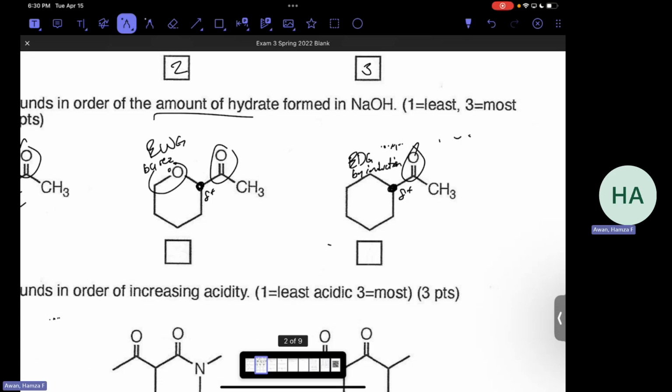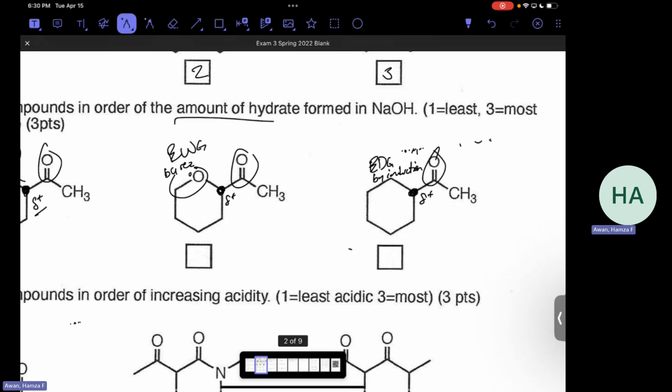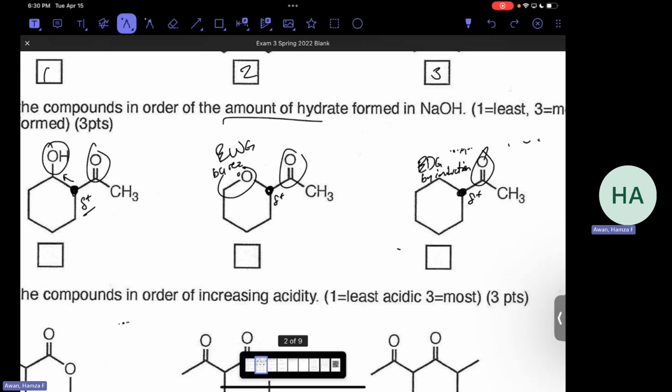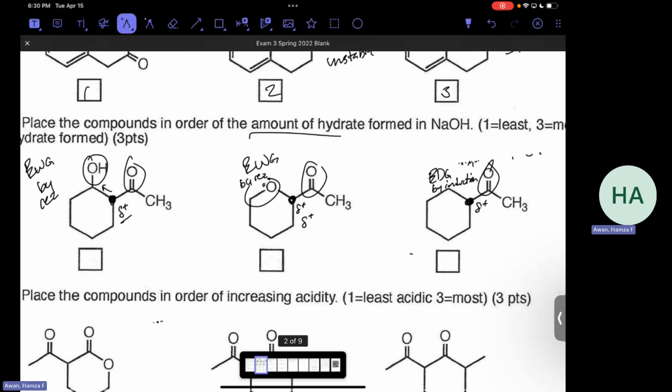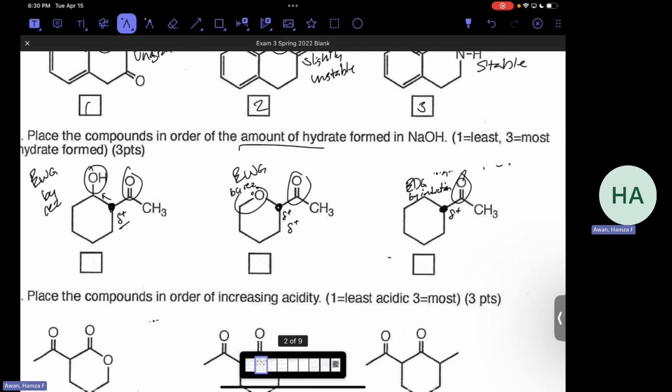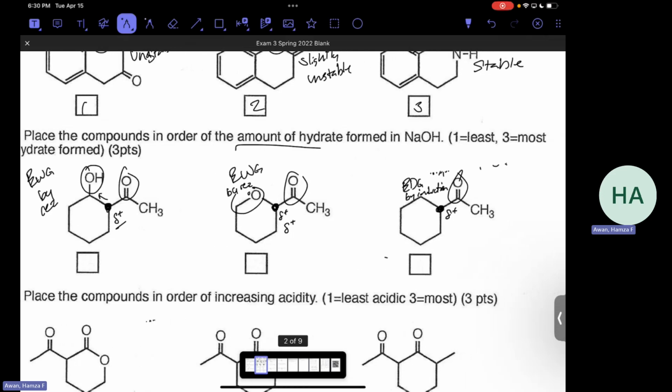Whenever we have an electron donating group, it's going to cause the partially positive charge to decrease, right? So this partially positive charge will become smaller. And whenever you have an electron withdrawing group, the partially positive charge is going to increase, right? And whenever we have that increase, we're going to have more hydrate formed. Whenever we have a decrease, we're going to have less hydrate formed.